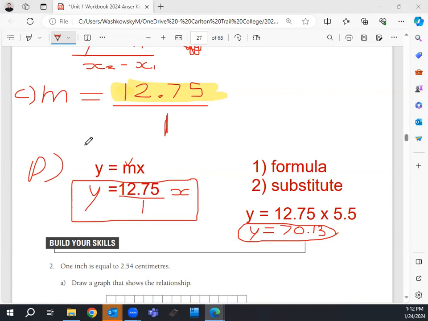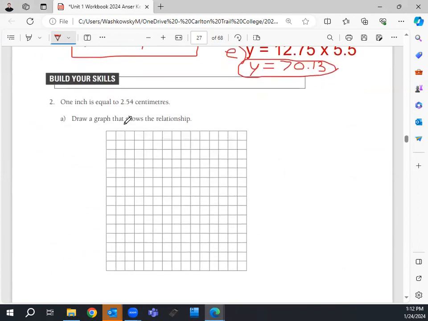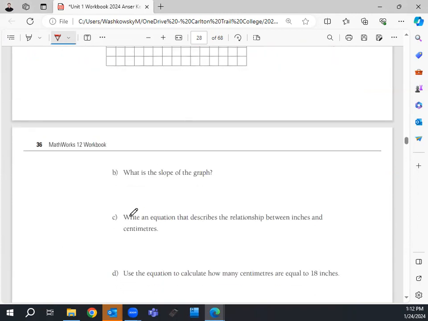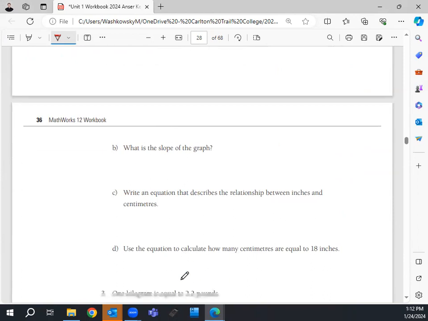Okay. So, like I said, our main goal here is, one, we want to learn how to make a formula, and two, we want to learn how to use the formula. So we've done that between question D and question E here. So I'm going to give you guys a chance here to do that. And you're not given a lot of information, right? It's: draw a graph that shows the relationship, and then find the slope, write an equation, use the equation.